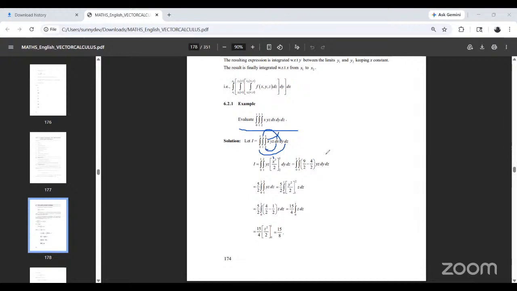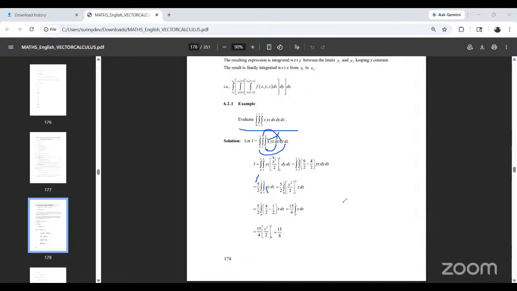Okay, then we are applying the limits. Then we are getting 9 by 2 minus 4 by 2, that is 5 by 2. That 5 by 2 we are writing outside. Next we have to do the integration of y dy, which is y squared by 2, and applying the y limits 1 to 2, we are getting 4 by 2 minus 1 by 2 times z, that becomes 15 by 4, and 0 to 1 z dz.